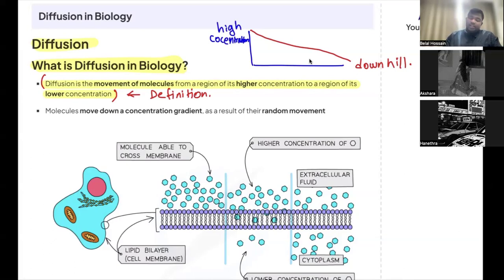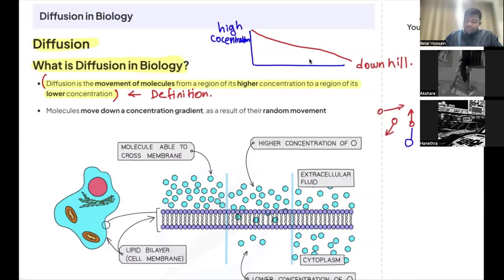But why do particles do it? Remember, particles always have random motion. They are moving in random directions and they are bumping with one another all the time. Whenever they bump, they change direction, they move in another direction. For that reason, since there is random movement of particles, molecules move down the concentration gradient as a result of random movement. So remember this particular keyword: random movement of particles.